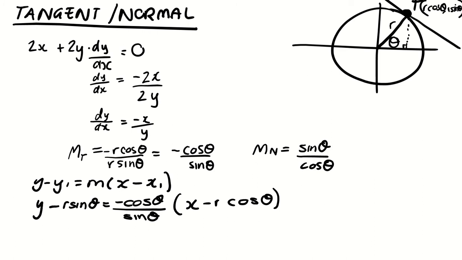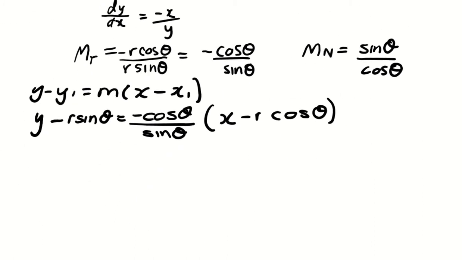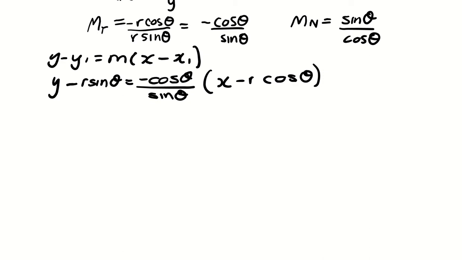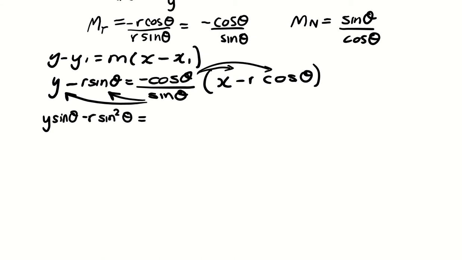When we're using our point gradient formula, at any time, if you have a denominator out here, we times it on the other side by both terms on the other side. So I'm going to get y sine theta minus r sine squared theta is equal to, and now expand out my negative cos, negative x cos theta plus r cos squared theta.